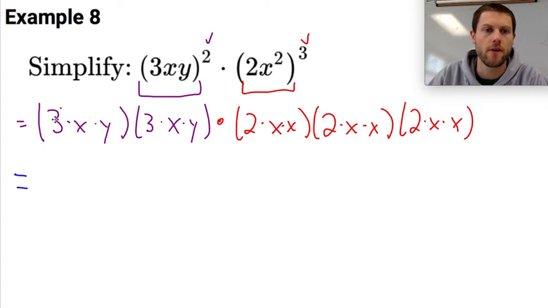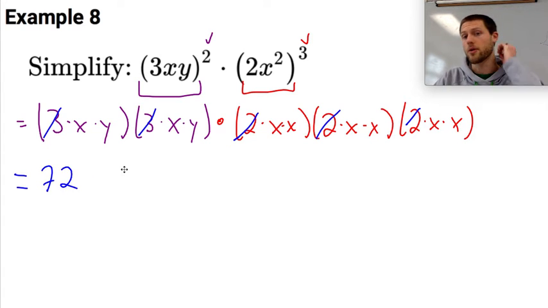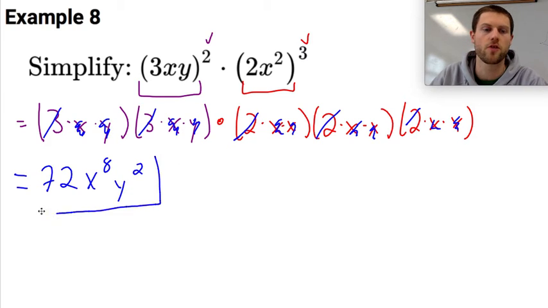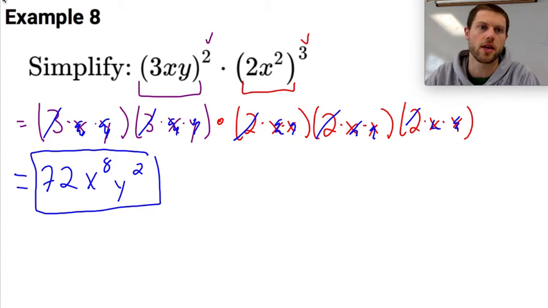So we've got 3 times 3, that's 9. Times 2, that's 18. Times 2, that's 36. Times 2, that's 72. So again, I would check me on that. Make sure that you have that right, or that I have that right. All right, next let's count the x's. I've got 1, 2, 3, 4, 5, 6, 7, 8. So that's x to the 8th power. And now let's do the y's. 1, 2, that's it. So y to the 2nd. This final simplified answer is 72 x to the 8th y to the 2nd.